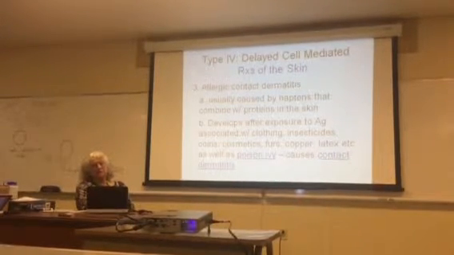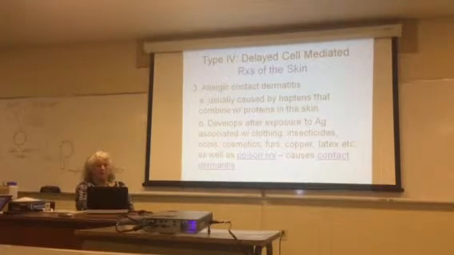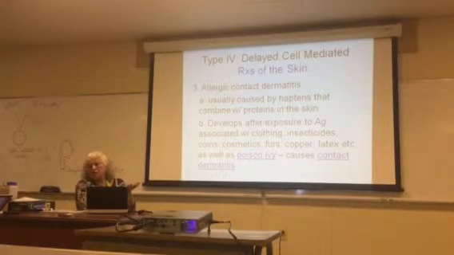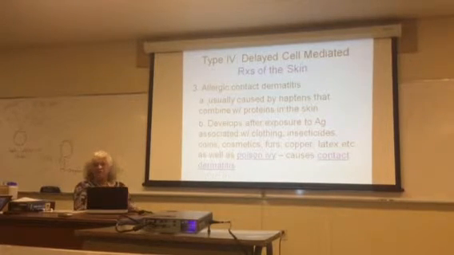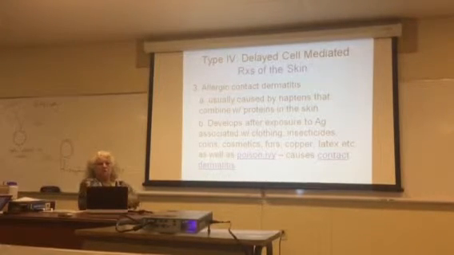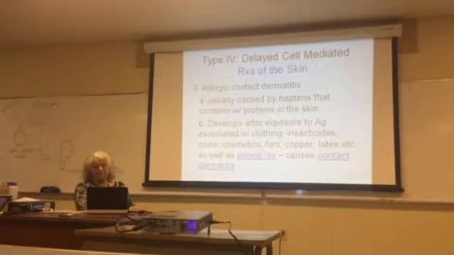Allergic contact dermatitis is usually caused by haptens that combine with proteins in the skin. And these develop after exposure to antigens. I'm sure many of you have some sort of this. I get sensitized if I try a new product for my face or something. It never bothers you when you first try it. As you keep using it, you become sensitized to it, and you get that red, scaling, itching on your skin. So you can develop dermatitis against clothing, coins, cosmetics, furs, copper, latex, like latex gloves, condoms. Latex is a good one.